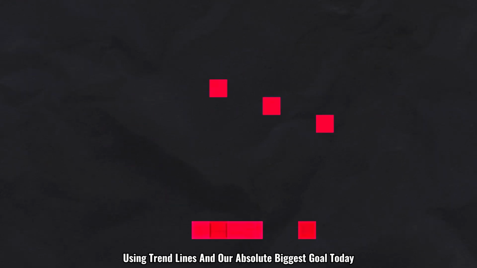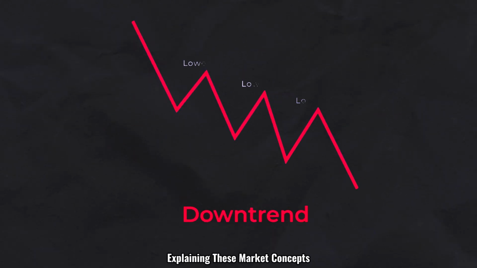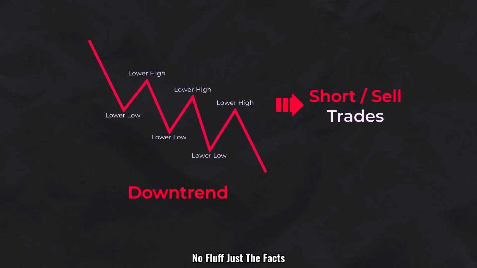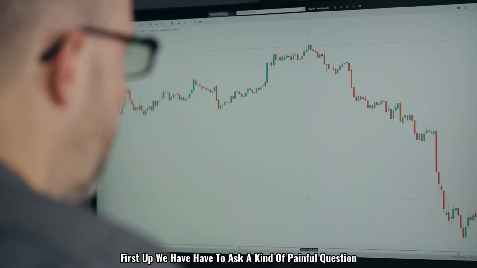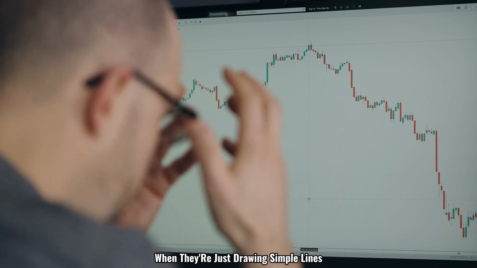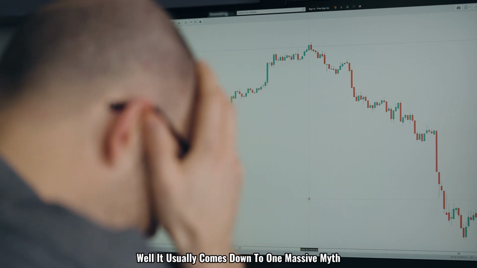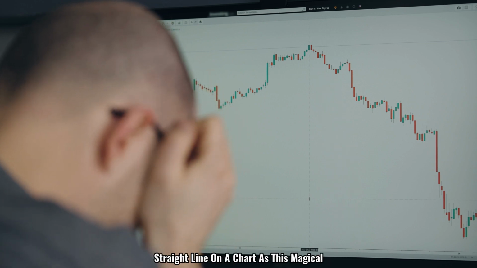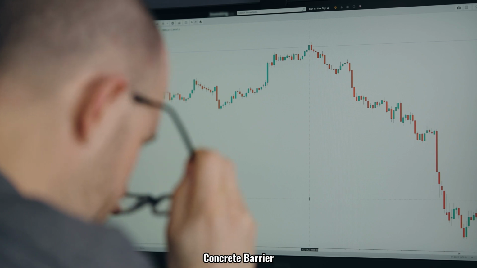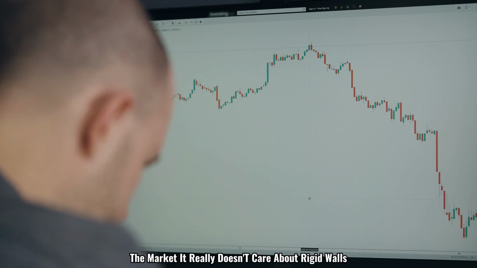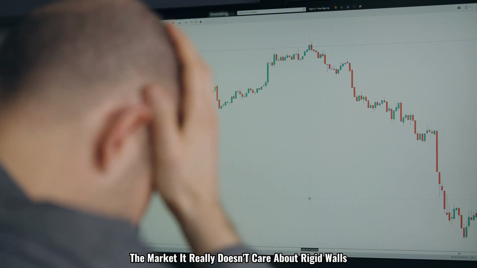And our absolute biggest goal today, explaining these market concepts in the simplest and most understandable language possible. No fluff, just the facts. First up, we have to ask a kind of painful question. Why do so many amateur traders lose money when they're just drawing simple lines? Well, it usually comes down to one massive myth. Beginners often treat a simple straight line on a chart as this magical concrete barrier that the market absolutely must respect. But as you're going to see, the market really doesn't care about rigid walls.